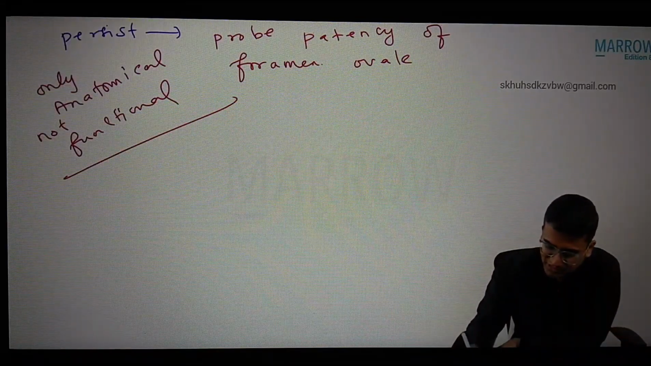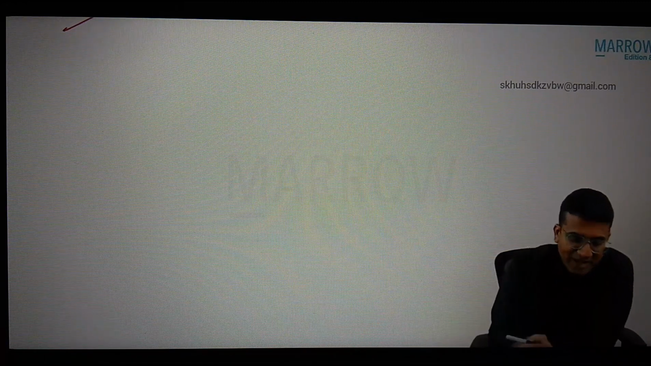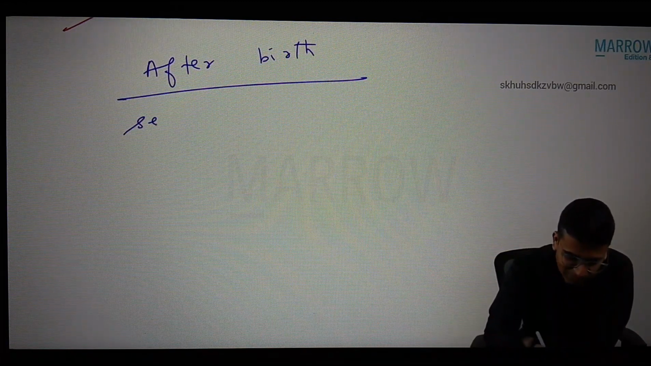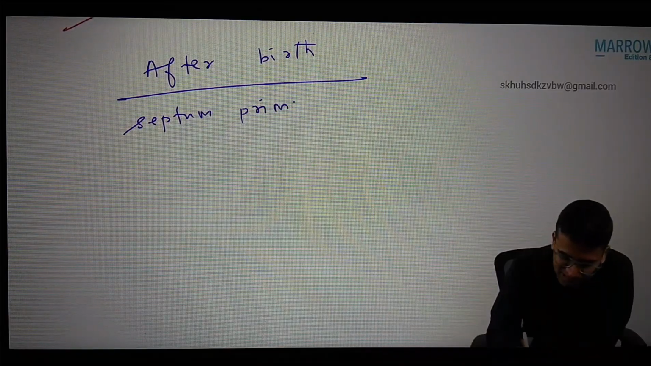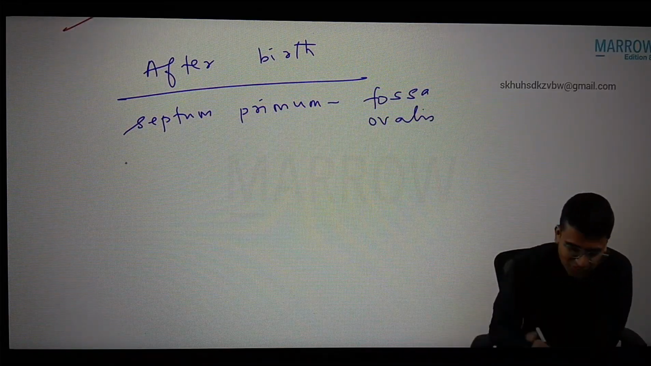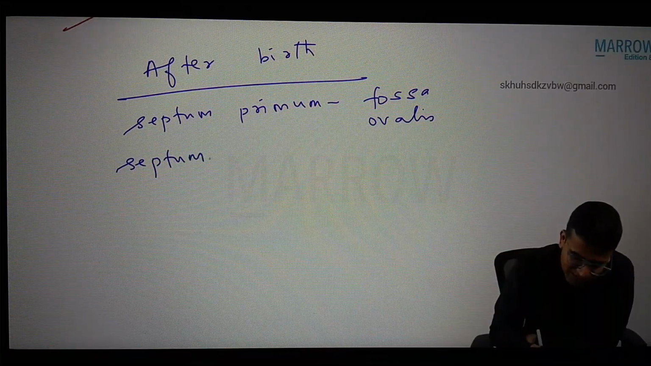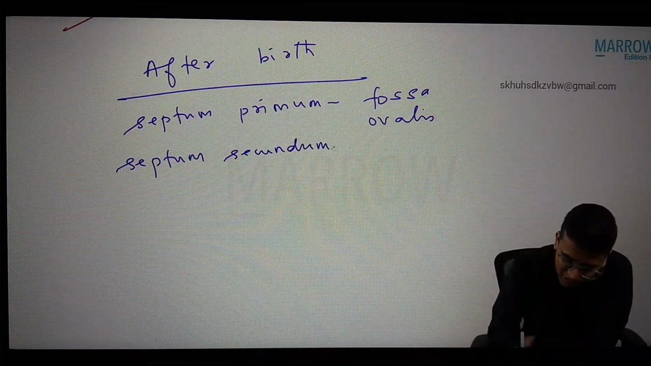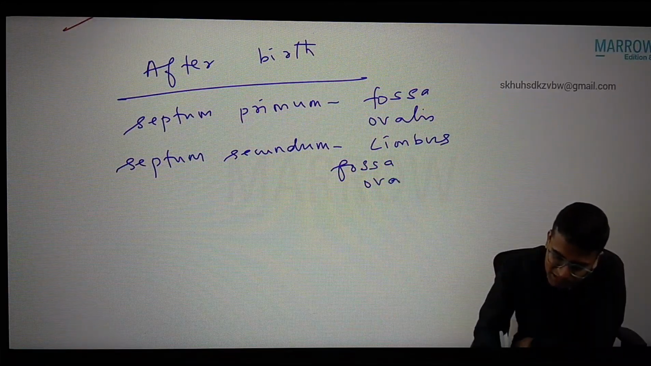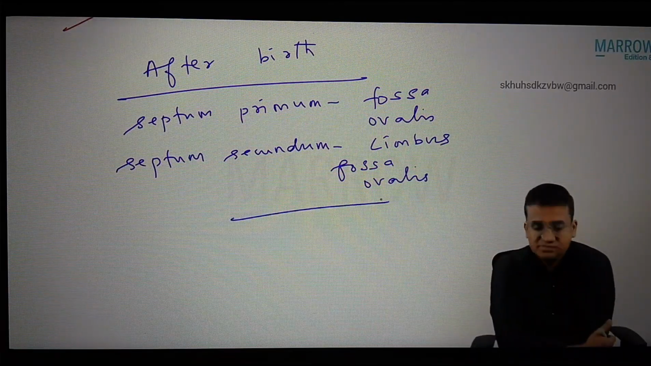Now two more points. After birth, the septum primum forms the fossa ovalis, and the septum secundum forms the limbus fossa ovalis.